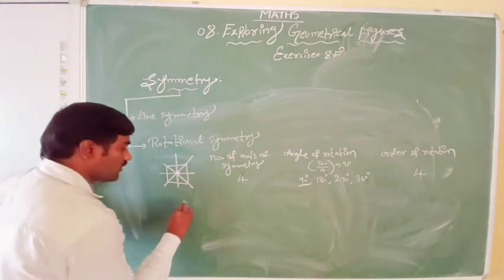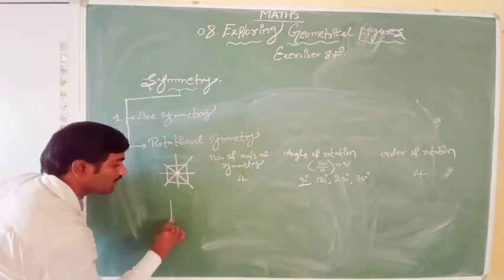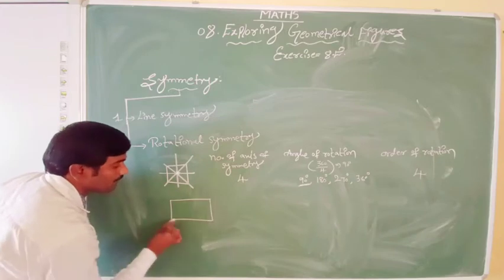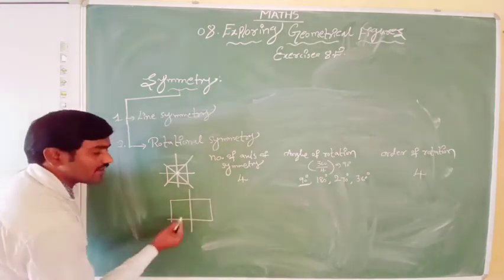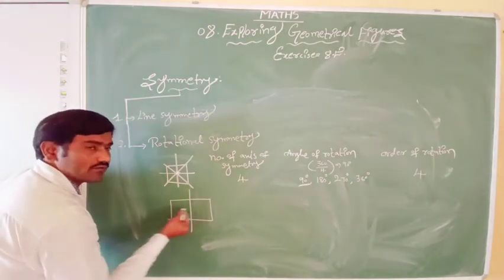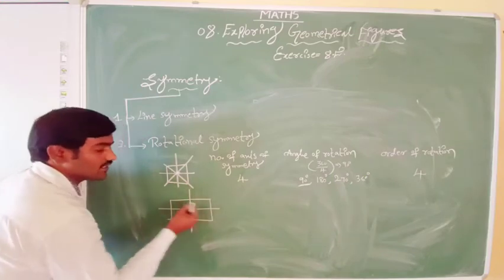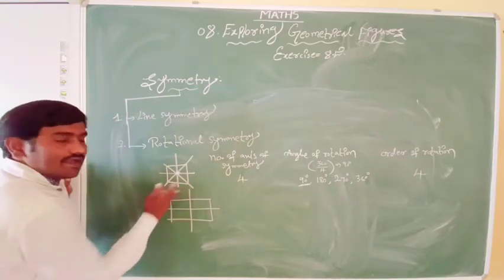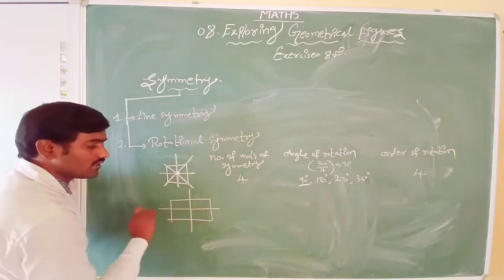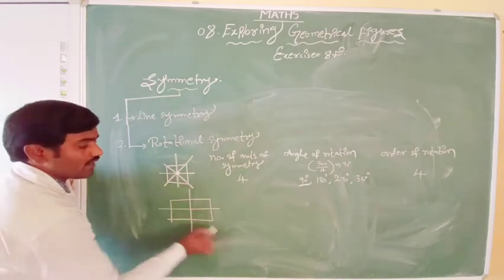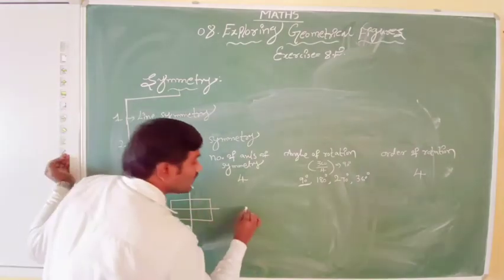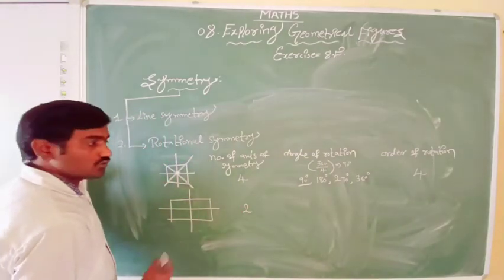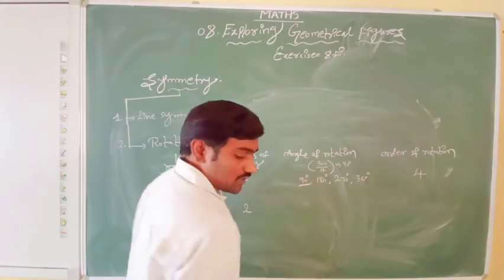I will give you one more example. Suppose you take a rectangle. We know that a rectangle can be divided vertically into 2 equal identical parts, and horizontally again into 2 equal identical parts. Diagonally you cannot divide it. So it has two axes of symmetry.